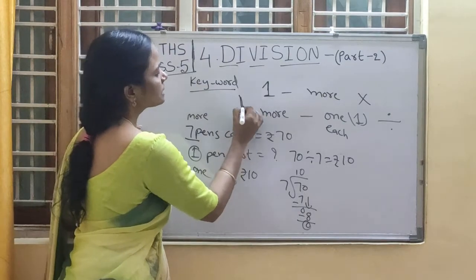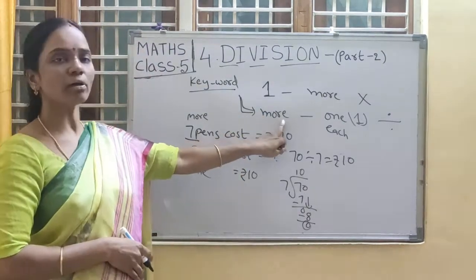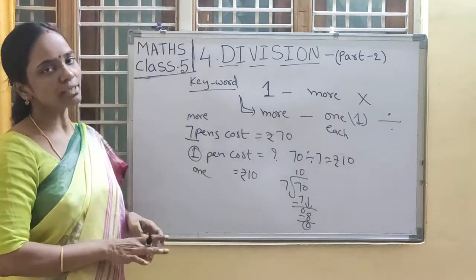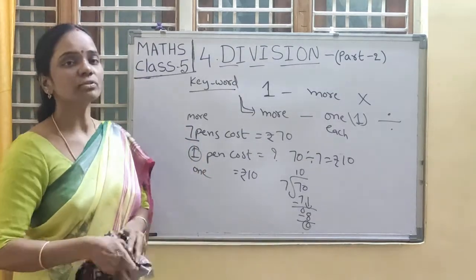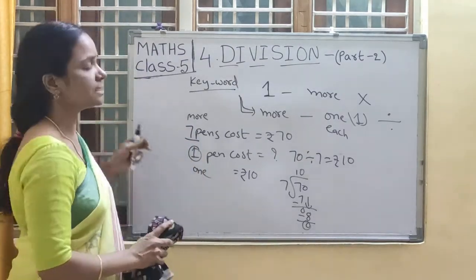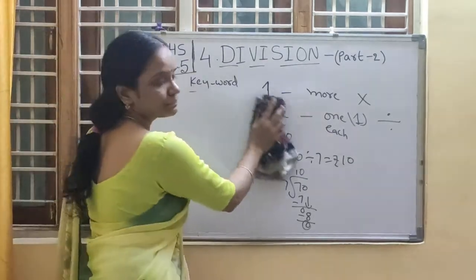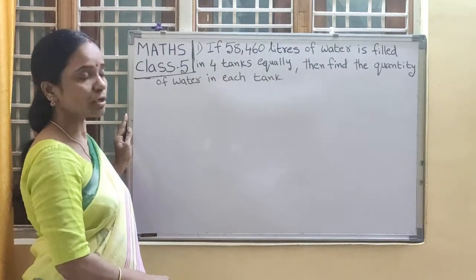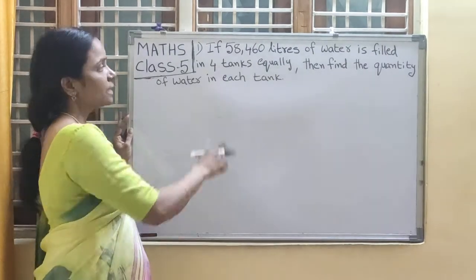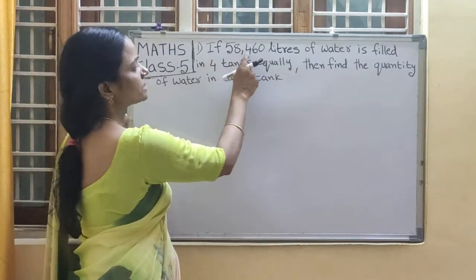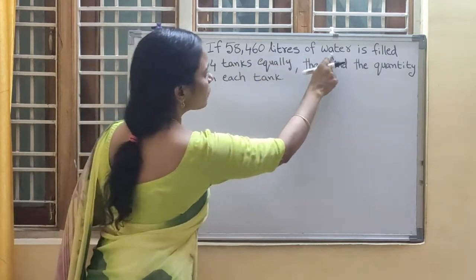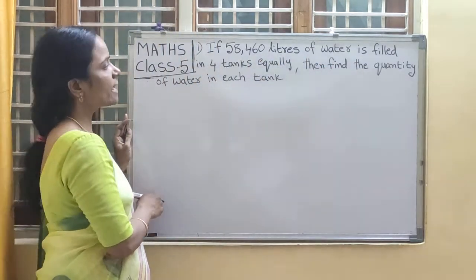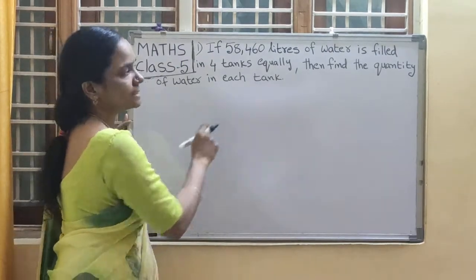What is the keyword for division? Giving more objects and asking for each or one. That is the main keyword for division. Now I want to take our textbook word problem, children. Look at this word problem, everyone. If 58,460 liters of water is filled in 4 tanks equally, then find the quantity of water in each tank.